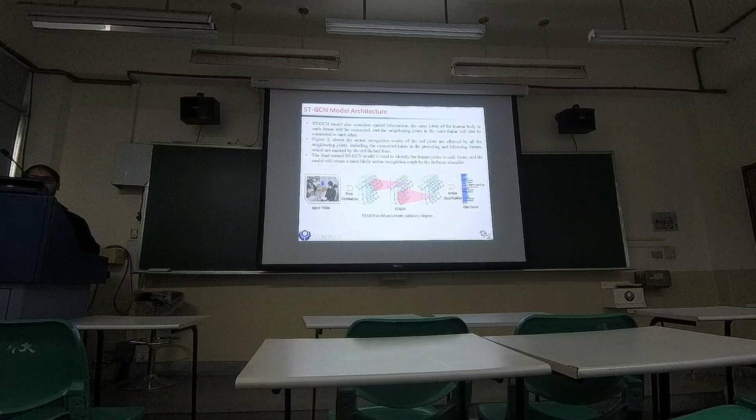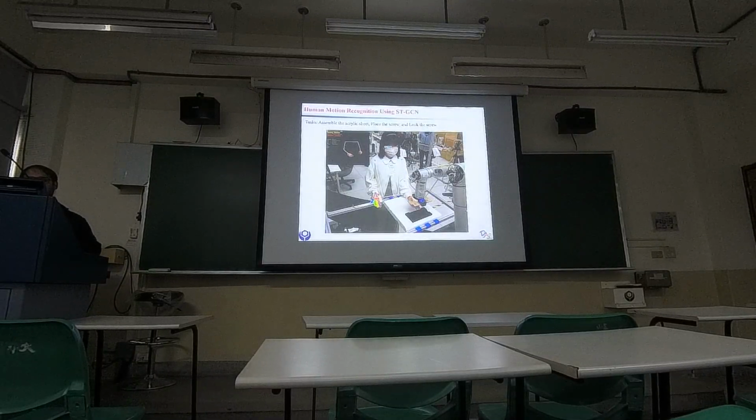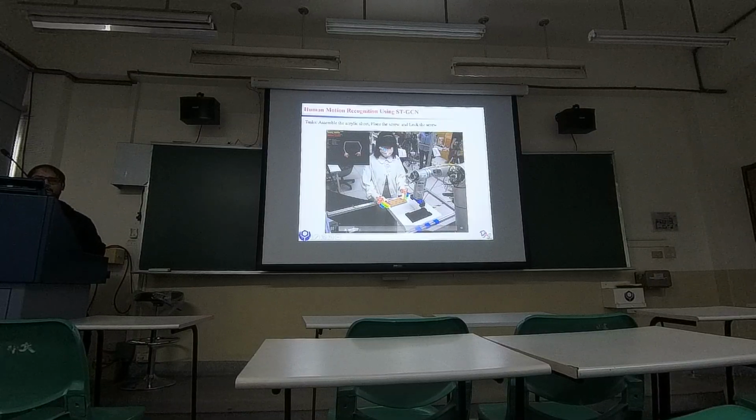So the final trained SPGCN model is used to identify the human joints in each frame, and the model will return the most likely action recognition by using a softmax classifier. So here you can see that there is an assembly task of an acrylic sheet, placing a screw, and you can see how each joint is being looked at by the camera.